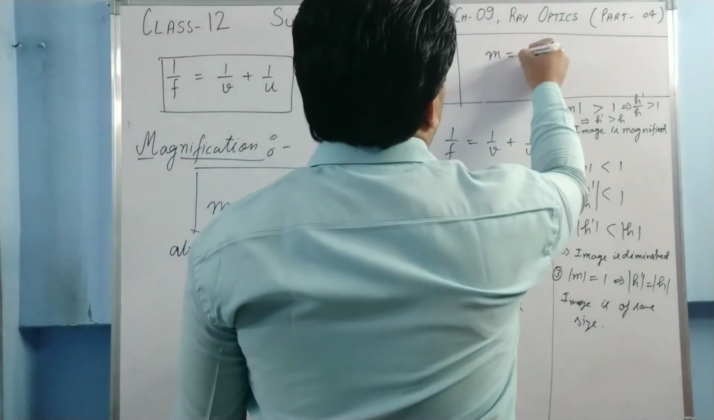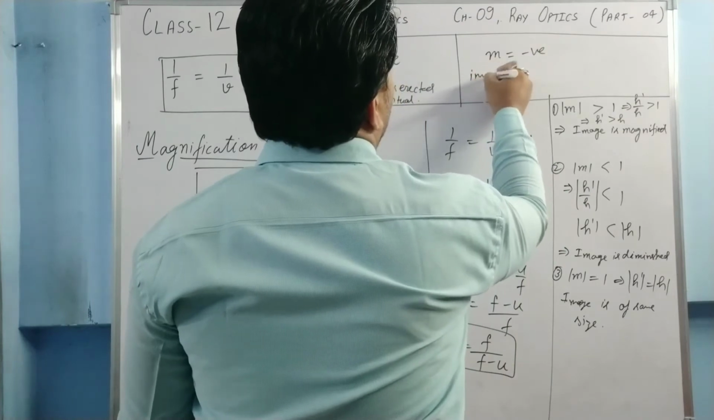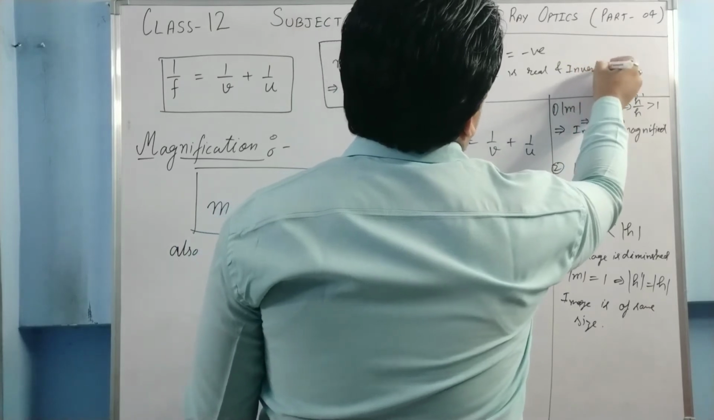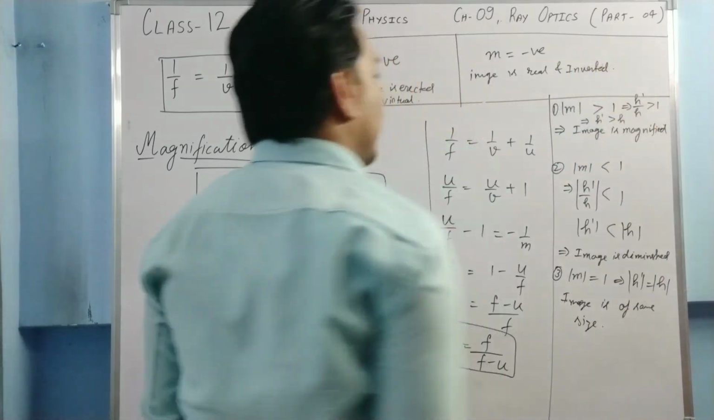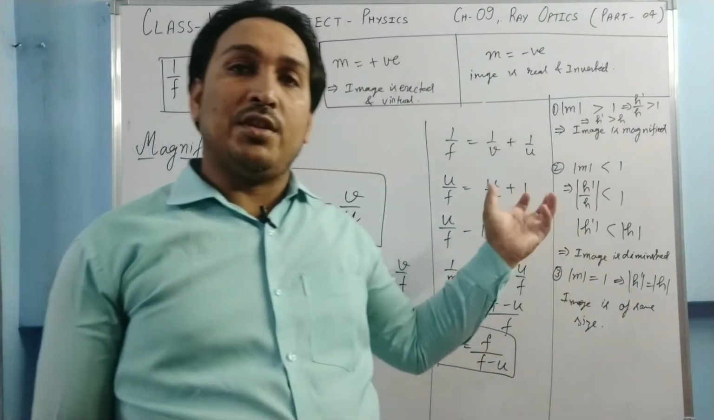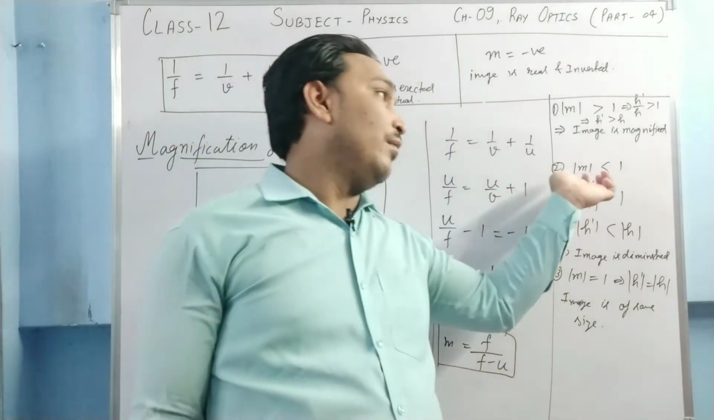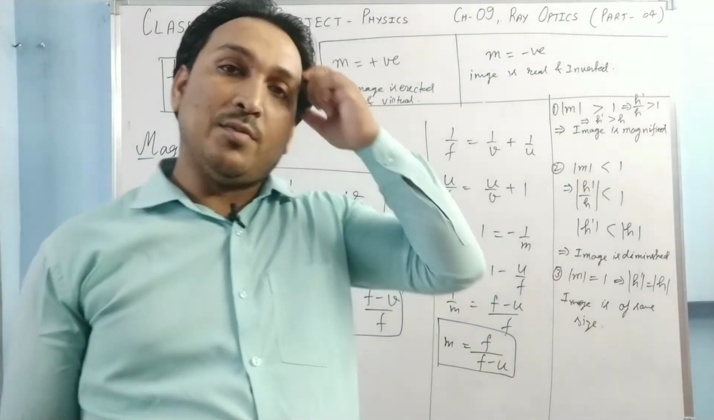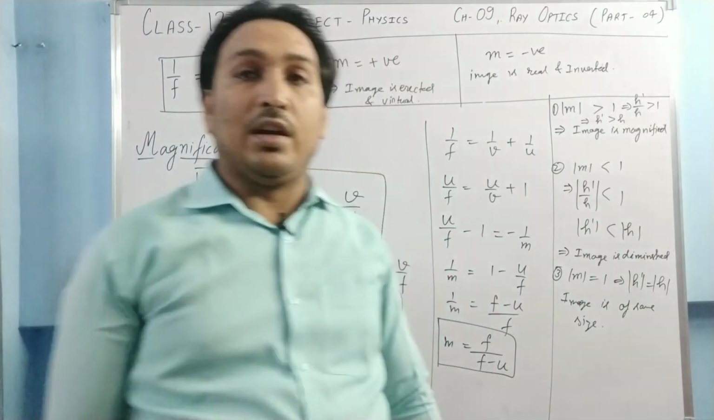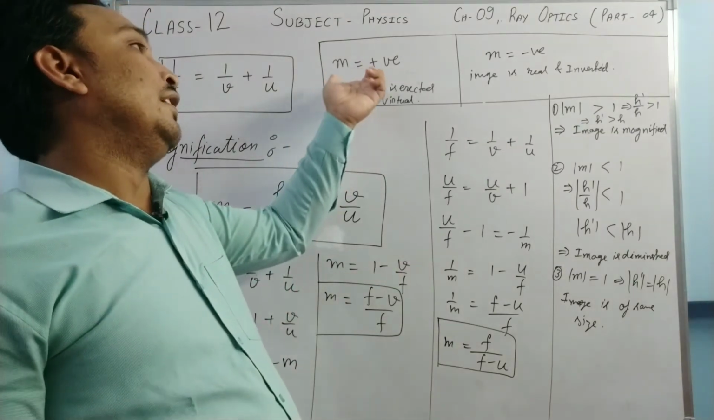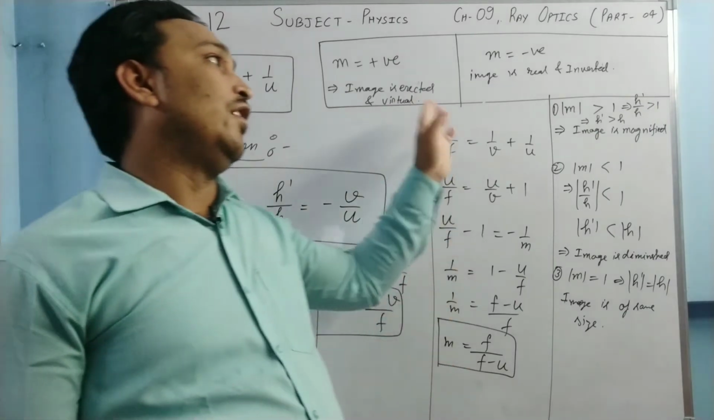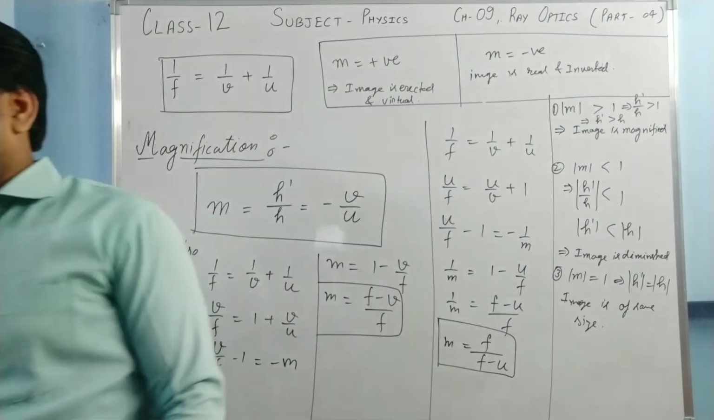If m is negative, then the image is real and inverted. So need to understand these points. If magnitude of magnification is greater than 1, image is magnified. If magnitude of magnification is less than 1, image is diminished. If magnitude of magnification is 1, image is of same size as that of object. If magnification is positive, image is erected and virtual. If magnification is negative, image is real and inverted.